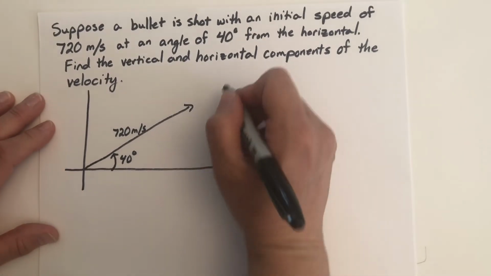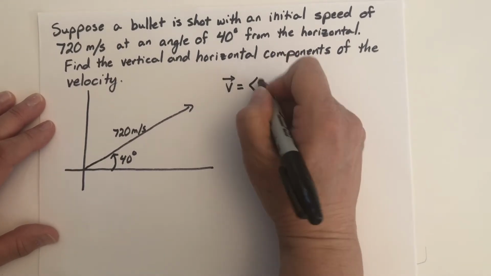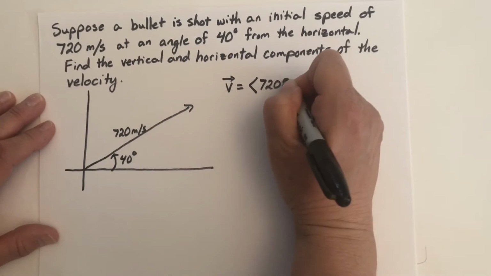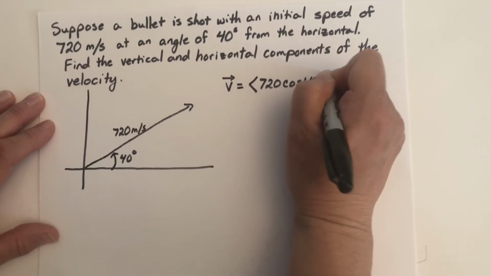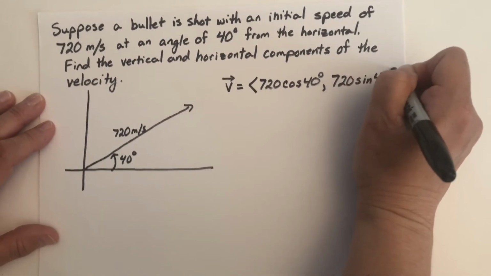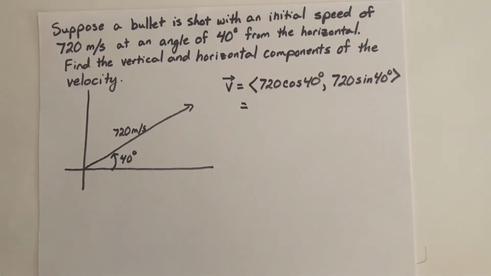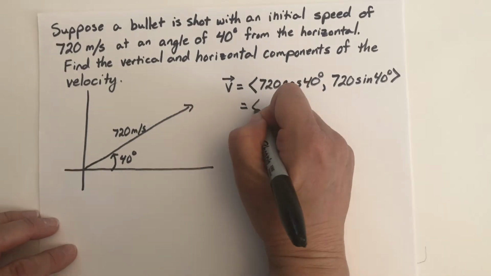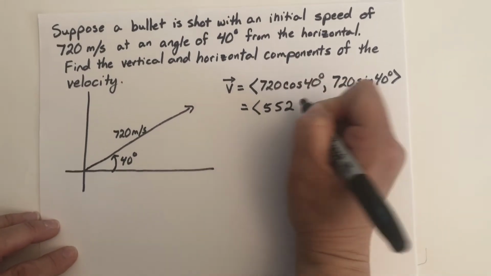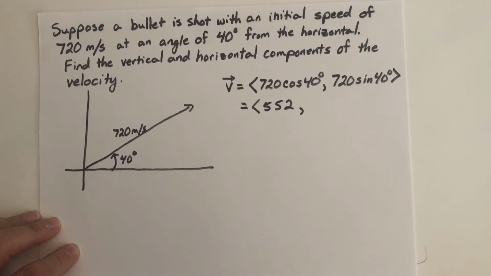I'm just going to call this the vector v, and it's equal to, just as we did before, 720 times the cosine of 40 degrees, comma, 720 times the sine of 40 degrees. And if we punch those in on our calculators, we get 720 times the cosine of 40 degrees, about 552, going to the nearest whole number. And similarly, if you punch in 720 times the sine of 40 degrees, you get about 463.